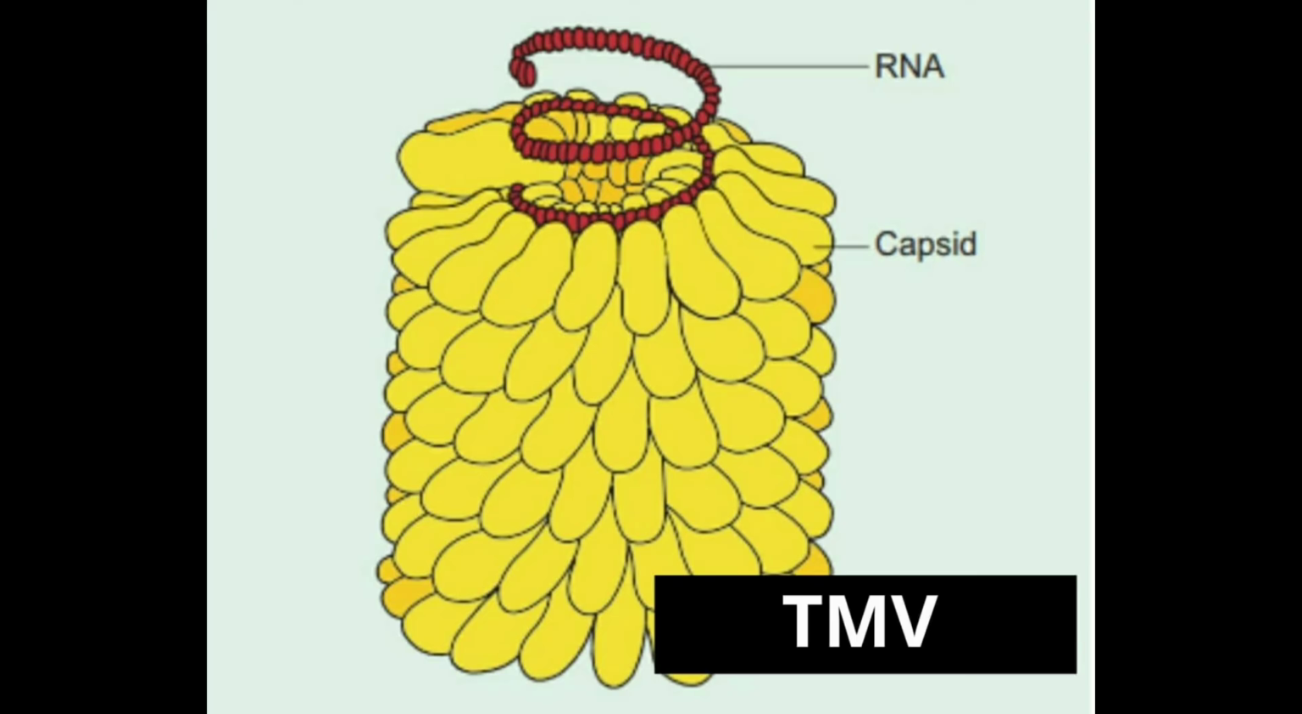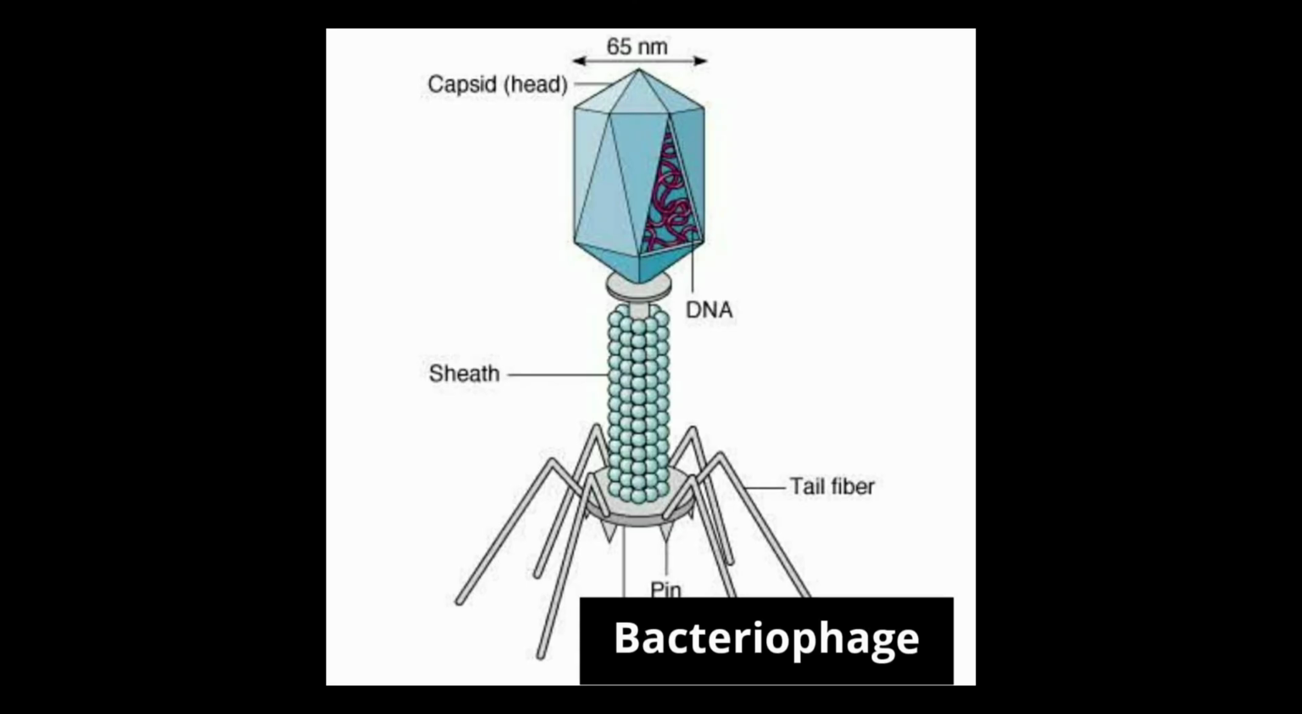Then comes viruses, under which a plant virus, the tobacco mosaic virus structure, we can see here. Its typical shape is a rod-shaped virus. It has single-stranded RNA as genetic material. It has a protein coat which is called the capsid. This is a virus which infects bacteria called bacteriophage. It has a typical tadpole shape. It has a head, collar, sheath and tail.